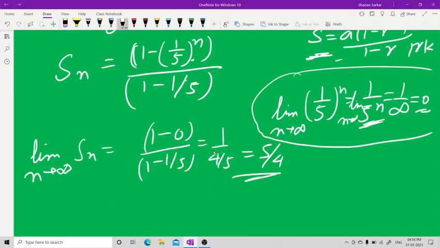देखो 1 upon 5 to the power of n है तो उसको कैसे लिख सकते हो? 1 upon 5 to the power of n, एक सेकंड, यहाँ पे जरा ठीक से लिख देता हूँ, limit n tending to infinity. तो ये क्वांटिटी पूरा infinity बन जाएगा. This quantity will become infinity. 1 upon infinity क्या हो जाएगा? 0. That's why 1 minus 0 and 1 minus 1 by 5 is 1 by 4 by 5, that is 5 by 4.